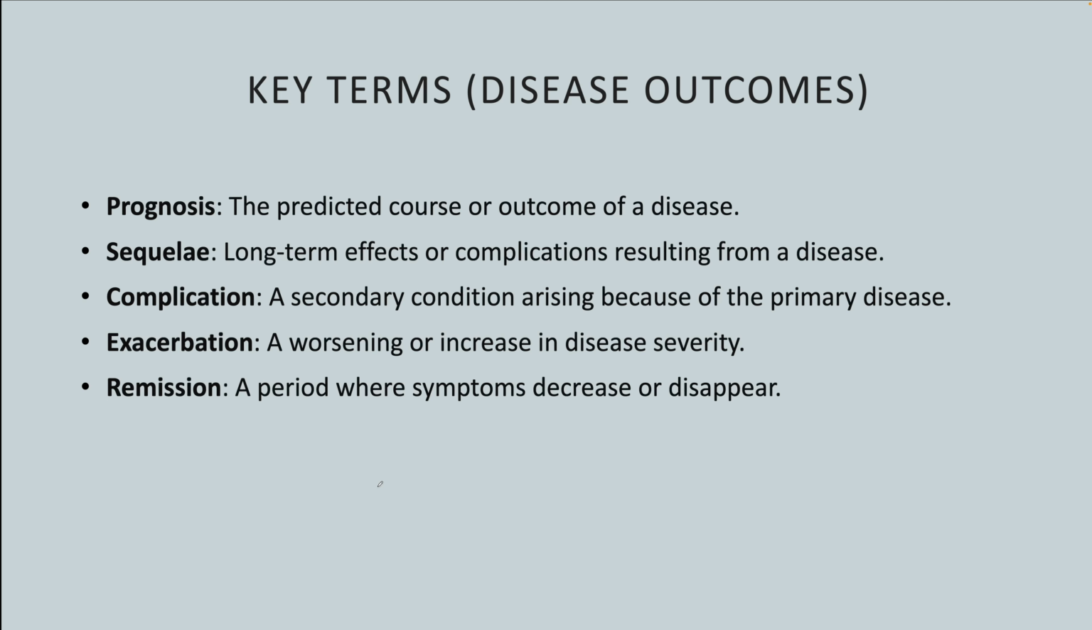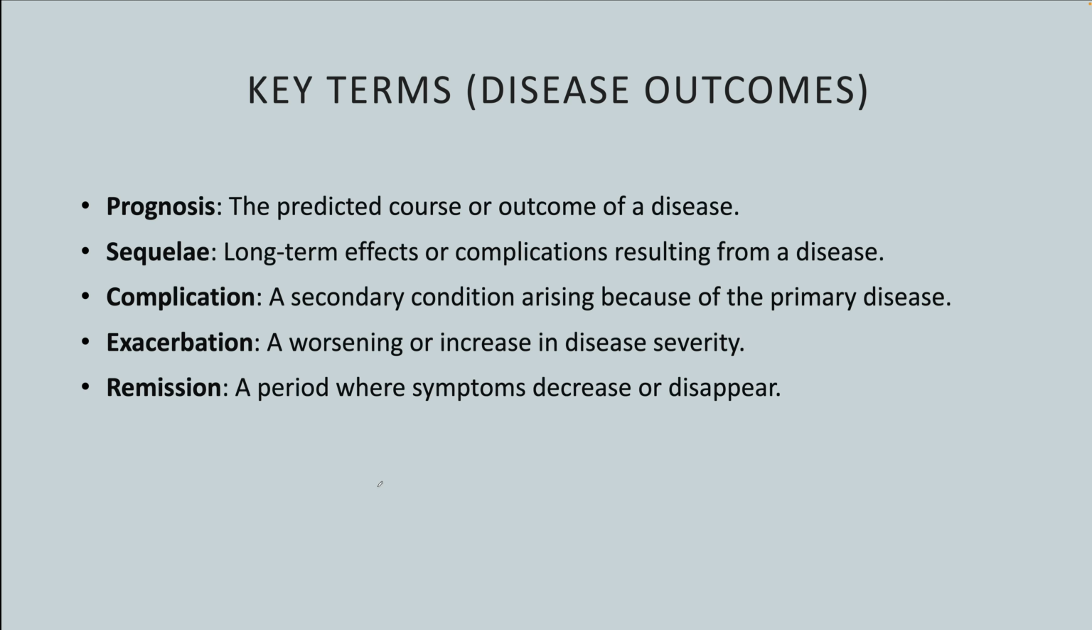Now, a sequela is a long-term effect or complication of a disease. Someone has, for example, a stroke, and they develop hemiplegia or hemiparesis as a sequela. A complication is a secondary condition that arises because of the primary. Classical example is someone has the flu, which is a viral condition, and they may develop a pneumonia as a result of a secondary bacterial infection. Exacerbation is when a condition worsens. Anyone with a chronic disease, COPD, heart failure, may have different exacerbations.